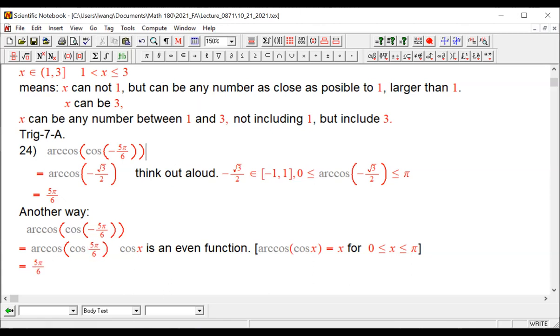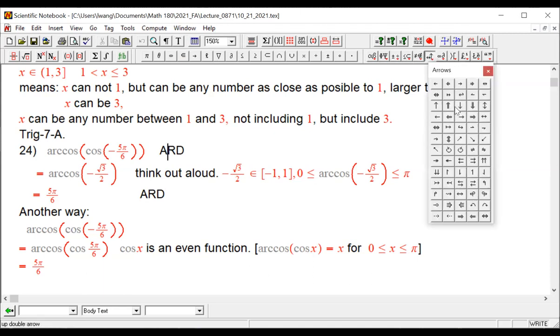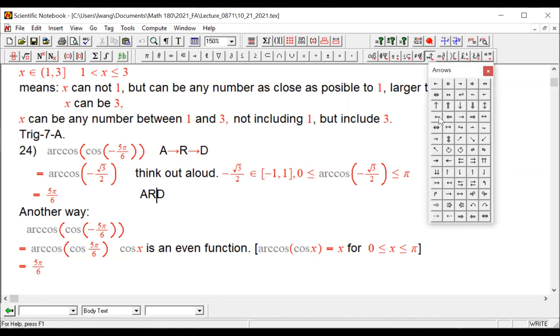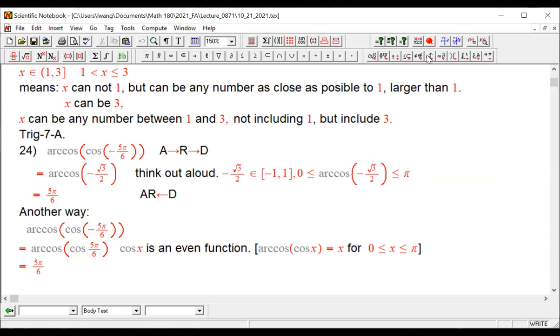Okay, so you can use ARD to do it. And the next one is DRA. Right, so in this direction is ARD, from A to R to D. And that way is from D to A.